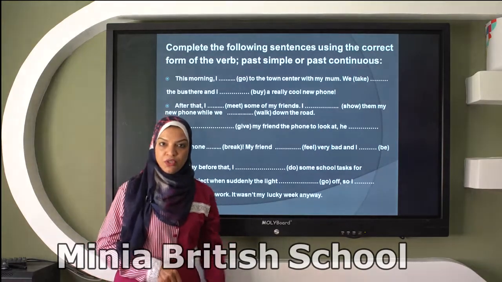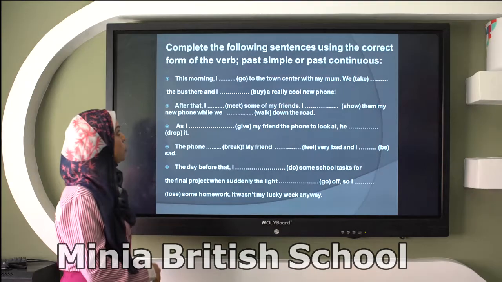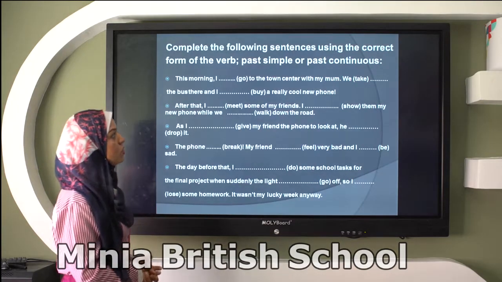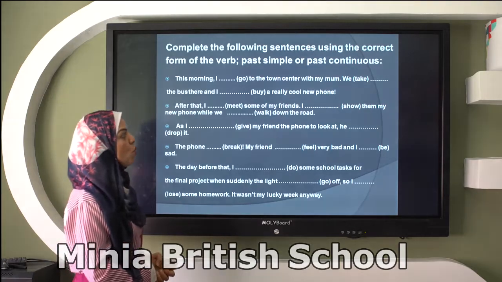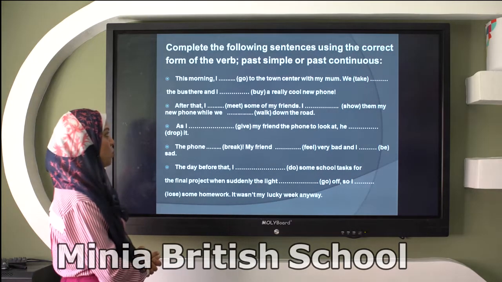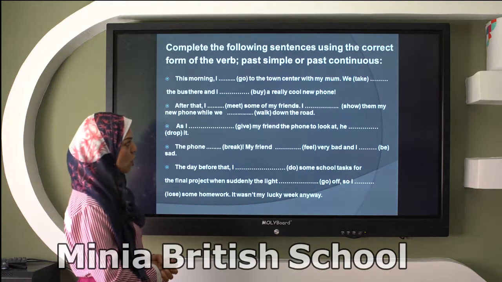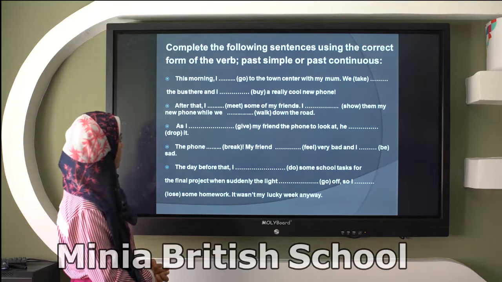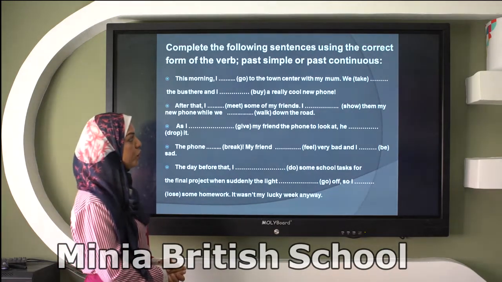I need your support here so that we can finish the exercise as quickly as possible. He wants us to complete the following sentences using the correct form of the verb, whether the past simple or the past continuous. Number one, this morning I go to the town center with my mom. We take the bus there, and I buy a really cool new phone.